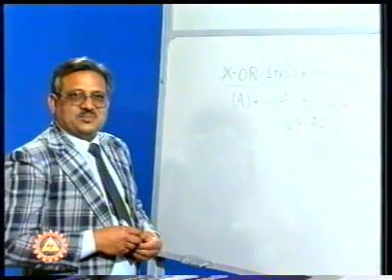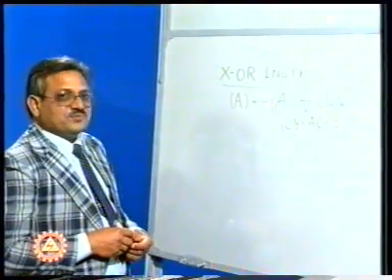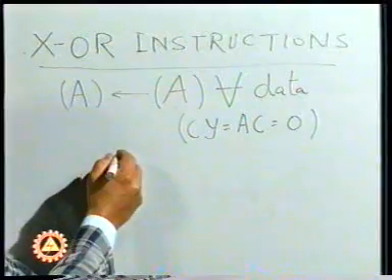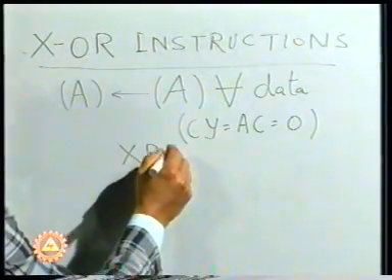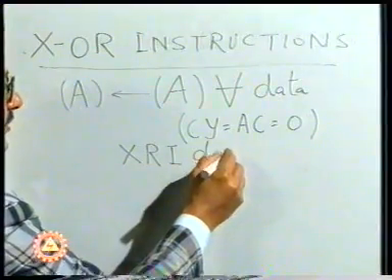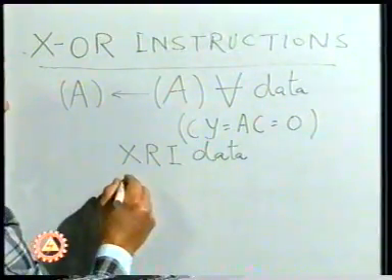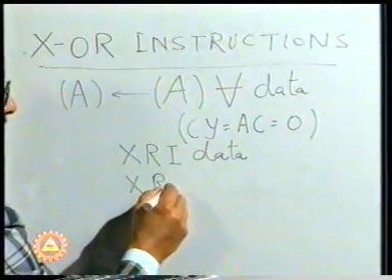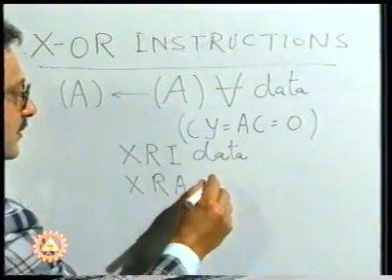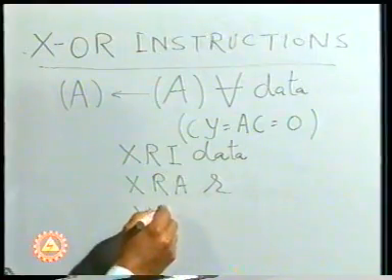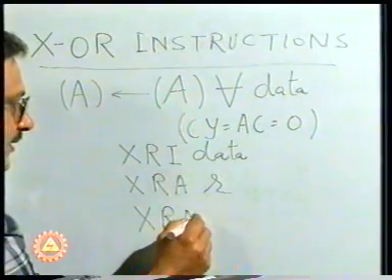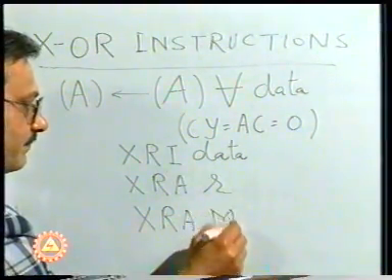Now, exclusive OR instructions are also of three kinds, that is exclusive OR immediate, XRI data, XRA R, and XRA M.